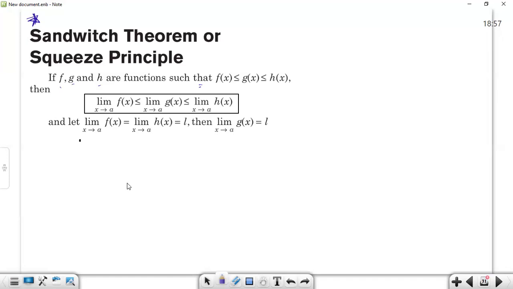Is this clear to everyone? Sandwich theorem? Yes, sir. Completely clear, everyone? Yes, sir.